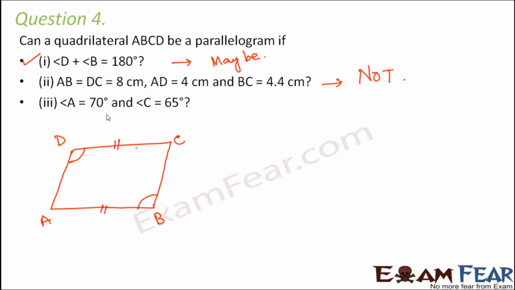If angle A is equal to 70 degrees and angle C is equal to 65 degrees, which clearly says that the opposite sides are unequal. So if opposite sides are not equal, then again it can never be a parallelogram.